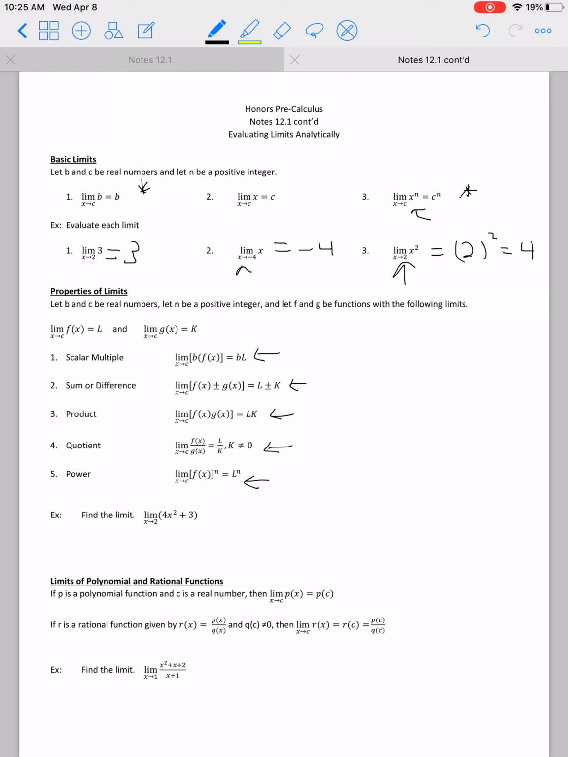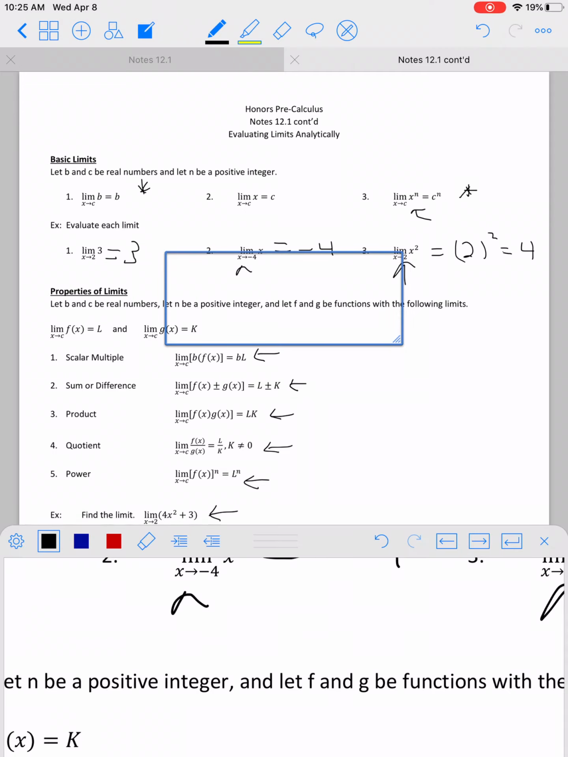But what we're working on right now is your very first strategy when you look at a limit approaching a constant. You're going to ask, can I plug it in? And if you can plug it in, that means that the limit is going to be at a point on our graph.